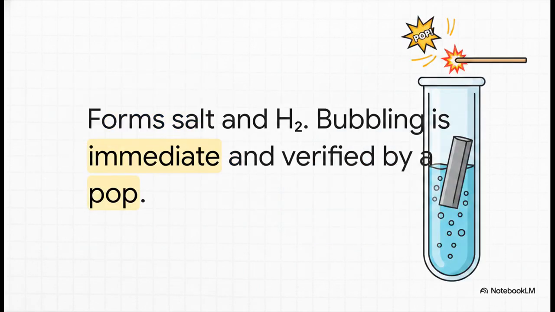Now, if we toss these metals into dilute acids, things speed up considerably. All group 2 metals dissolve rapidly in dilute acids to produce a salt and hydrogen gas. The bubbling is immediate and it is vigorous. And if you're in the lab, you can easily verify that the escaping gas is indeed hydrogen. You just hold a lit splint over the test tube and wait for that famous, highly satisfying squeaky pop as the hydrogen ignites. Love that sound.